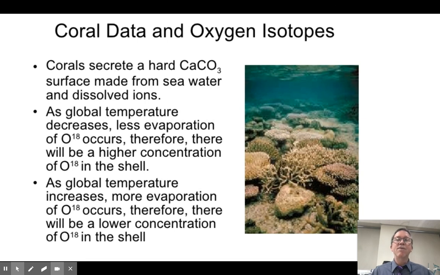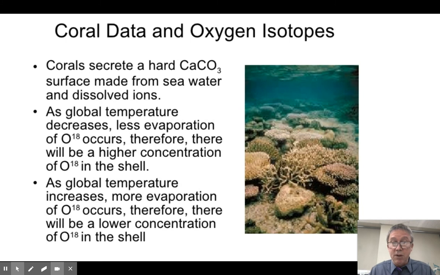All right. What about coral? Well, here's the deal. Coral forms by making calcium carbonate. In order to do that, it's got to basically take some of the oxygen out of the water. So the deal is, if the temperature is really warm, then there is going to be less O18 in the water, so there's going to be less O18 in the coral. So when I find corals that have low amounts of O18, that tells me it must have been warm then. If I find corals that have a high amount of O18, that tells me it must have been colder back then.